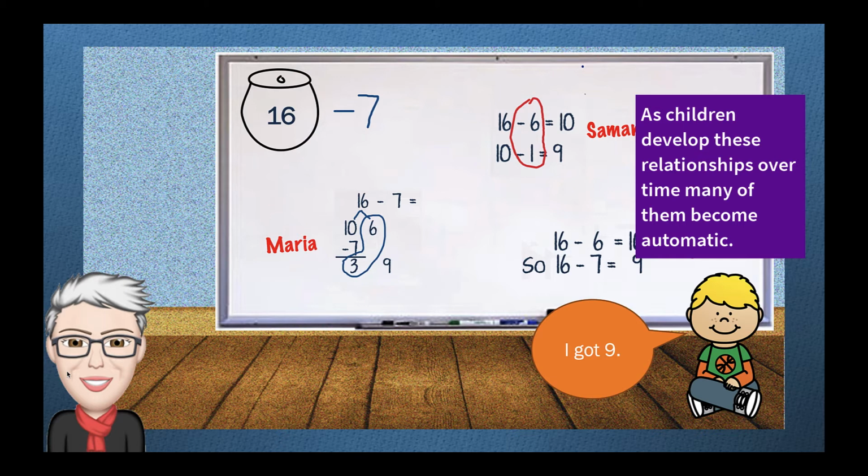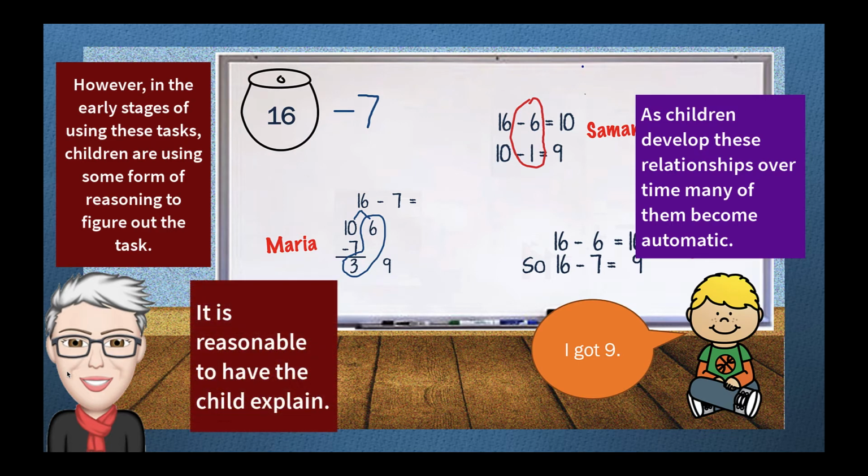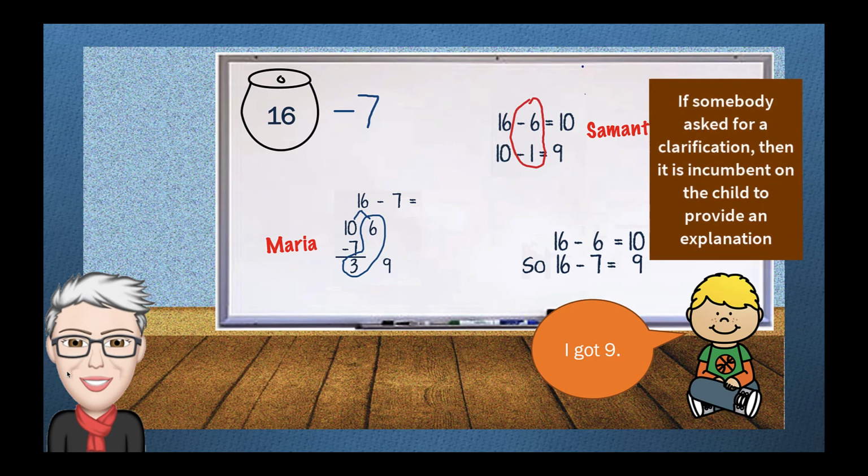It becomes counterproductive if the teacher always insists that such children provide details that they might no longer need for themselves. However, in the early stages of using tasks such as this, typically children are using some form of reasoning to figure out the task. So it is reasonable for the teacher to ensure that the child explain how he did so. And in any case, if someone in the class calls for clarification, then it is incumbent on the student to provide additional explanation to clarify how he or she figured it out.